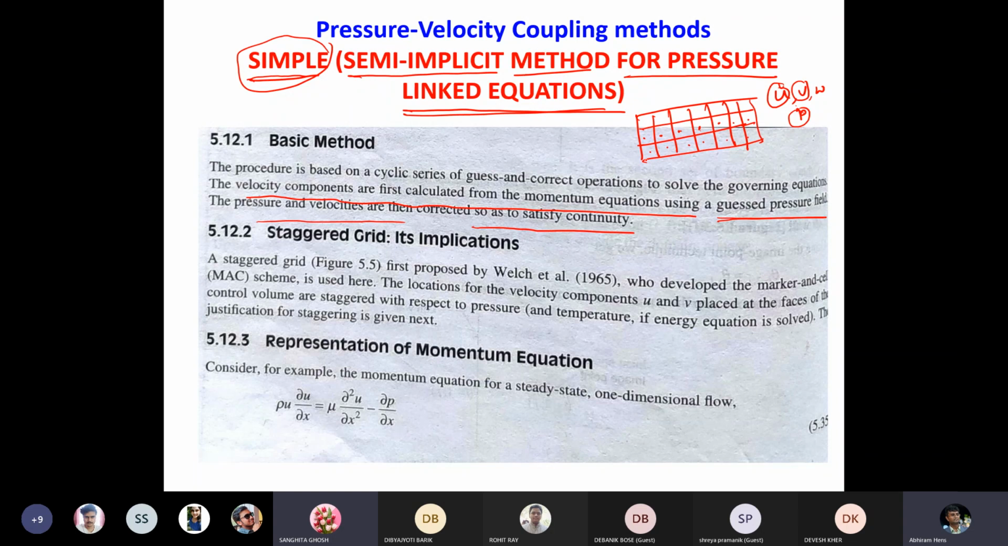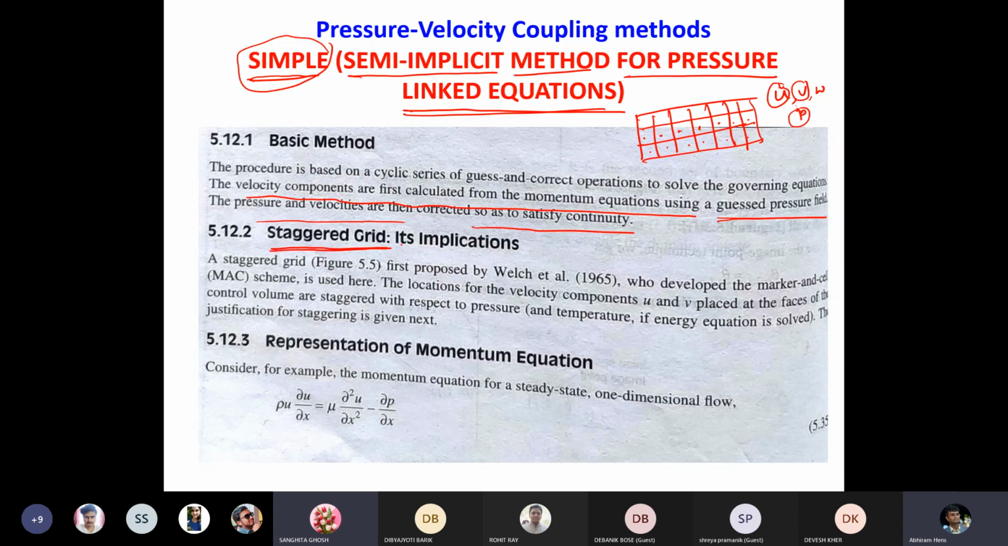Okay, so that's how things will move on. So this is the basic approach. Now to understand this, before going to the detailed steps of SIMPLE, we need to understand another important concept, which I gave a little hint about in the last class, that is called the staggered grid, and its implications.